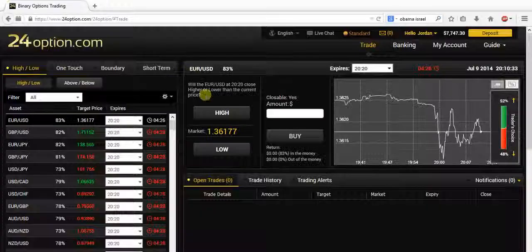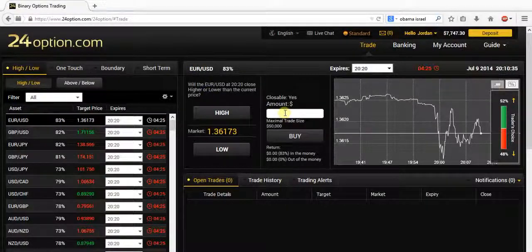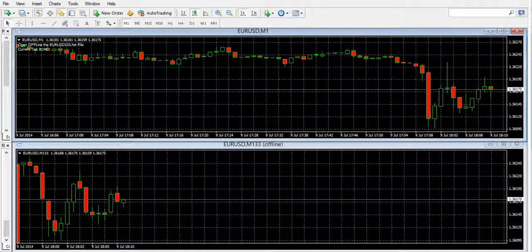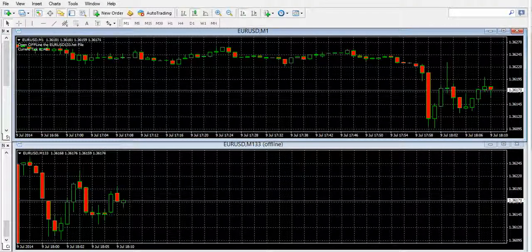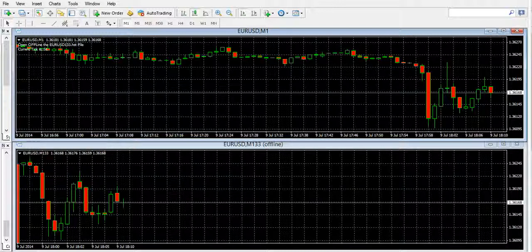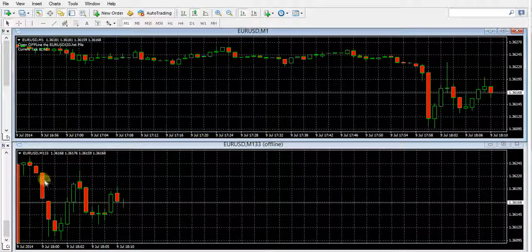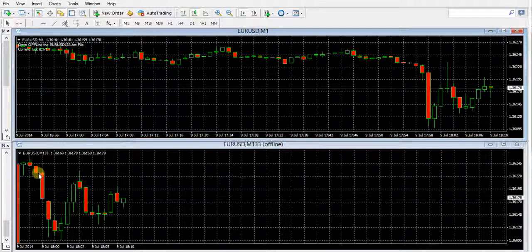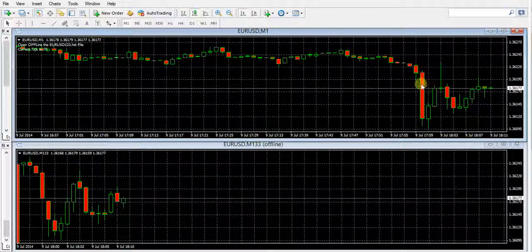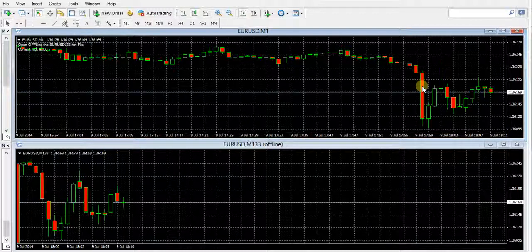So I have here my 24Options account ready for me to trade. I'm going to make a $500 trade. But I'm not going to make the trade obviously until I have confirmation of the trend. And what do I mean again by confirmation of the trend? You're looking for the same production and the same development of candlesticks, both in the 133 tick chart and also in the M1 60-second candlestick chart.